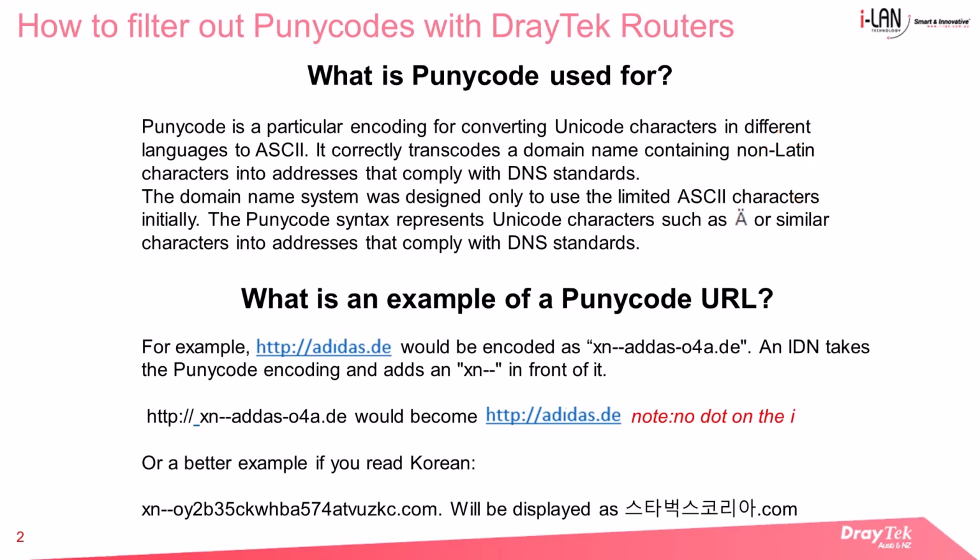For example, adidas.de would be encoded as xn--addas-04a.de, but adidas.de will be displayed. Note that there is no dot above the I, as it is a non-Latin character, which causes confusion. Or if you know the Korean language, xn--oy2b35, etc., will be displayed as a Korean .com website.